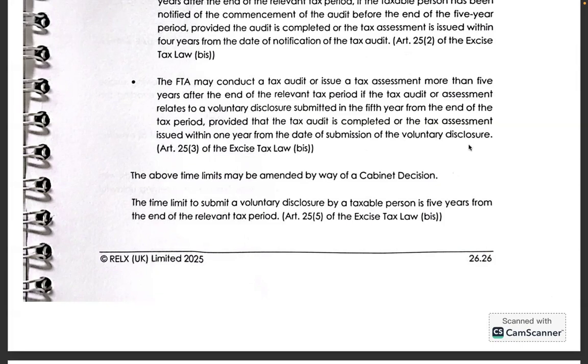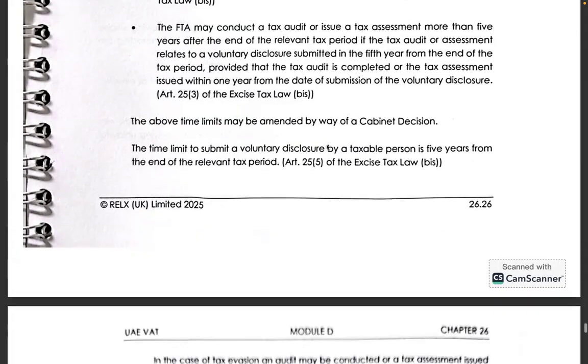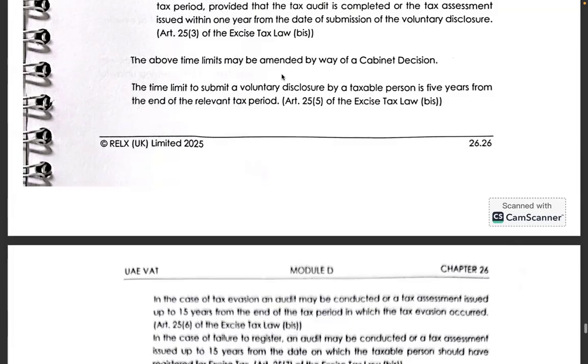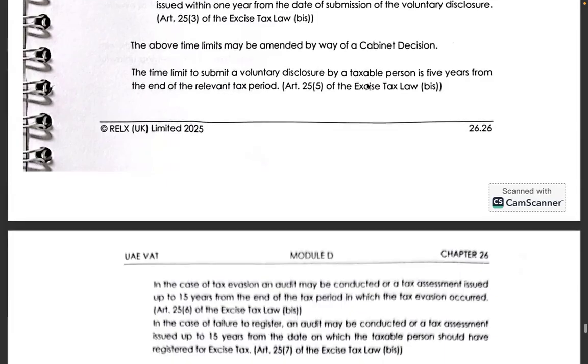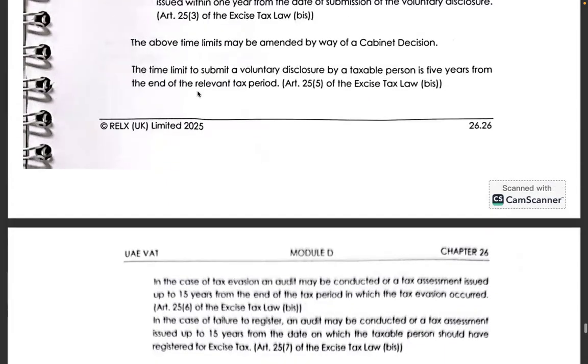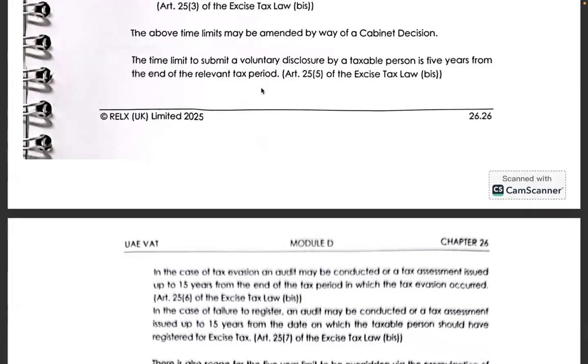So whenever the voluntary disclosure was given in the fifth year, from that point, one more year is allowed for the culmination of tax audit or assessment. The above limits may be amended by way of cabinet decision. The time limit to submit a voluntary disclosure by a taxable person is 5 years from the end of the relevant tax period. Until that time, voluntary disclosure can be made.